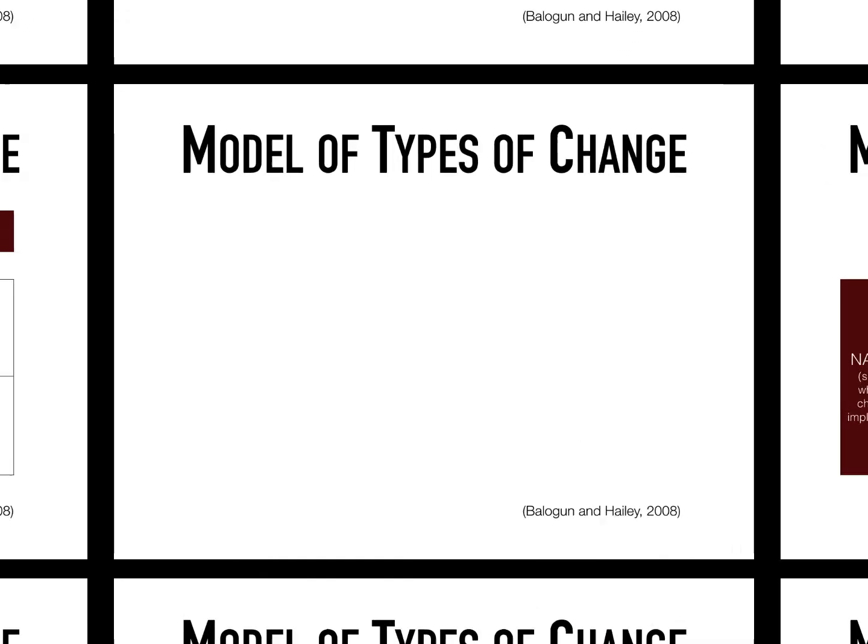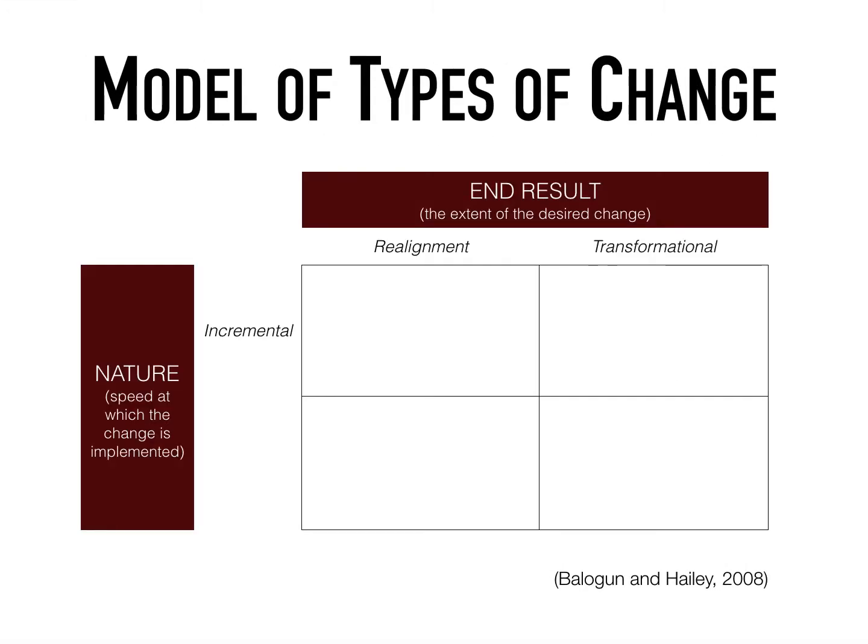So when we look at them, let's look at the first one. The first one would be a realignment with an incremental change. This change is called adaptation. So think about something that you only change slightly and you do it step by step.